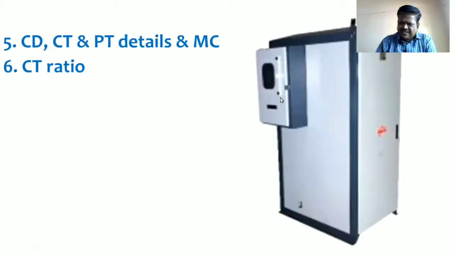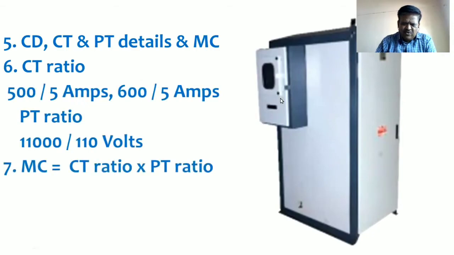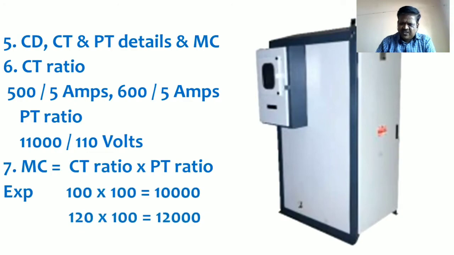And what are the important readings to be taken? You can see this clearly. Before going to the important readings of the HT side, if you go to the metering chamber, you can see that a lot of information is written on one side of the metering chamber in paint. They have written it permanently. Important items written are the CT, PT ratios, the meter constant, and so on. It is compulsory, you have to display that. It is written in paint.